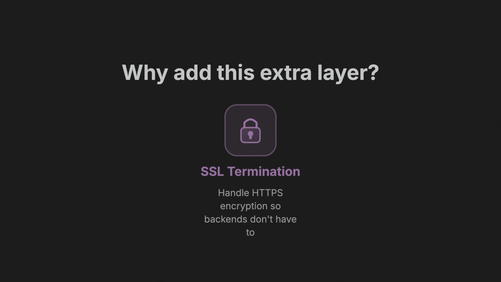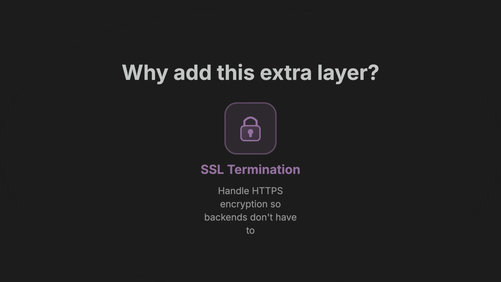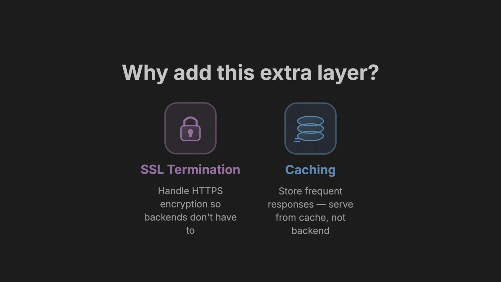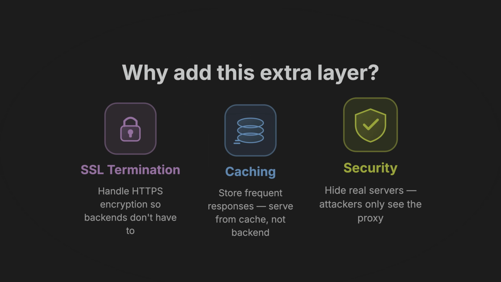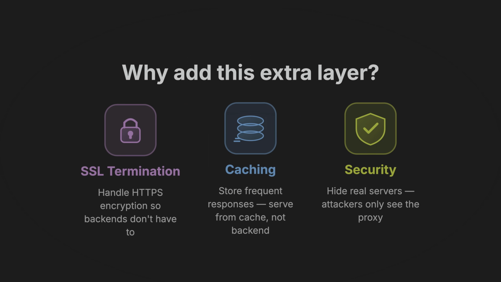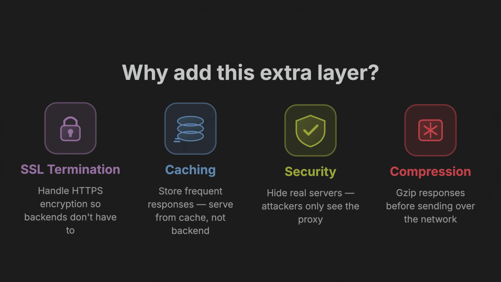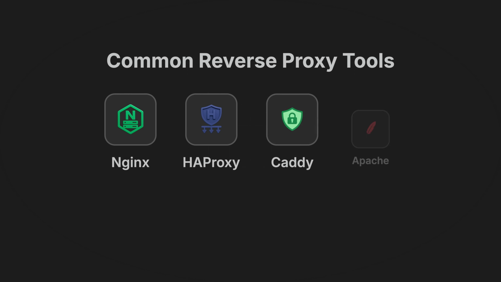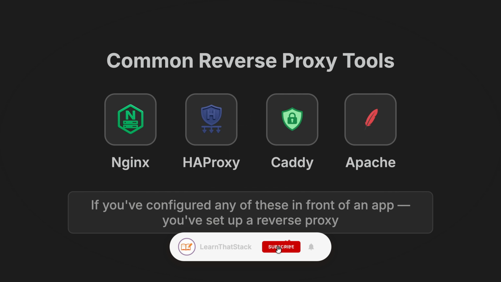Why bother with this extra layer? SSL termination. HTTPS encryption is CPU intensive. The proxy handles it so your backend services don't have to. Caching. Store frequently requested responses. 1,000 users requesting the same image, serve it from cache, not from your backend. Security. Your actual servers stay hidden. Attackers only see the proxy's IP. Compression. gzip responses before sending them over the network. Common tools. Nginx, HAProxy, Caddy, Apache. If you've configured any of these in front of an application, you've set up a reverse proxy.